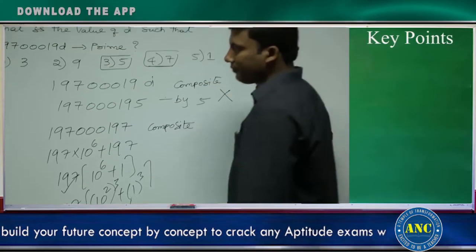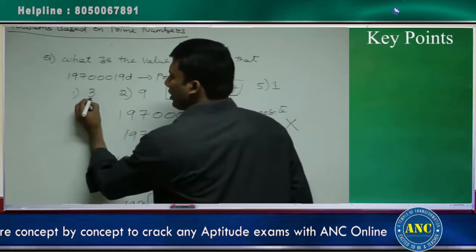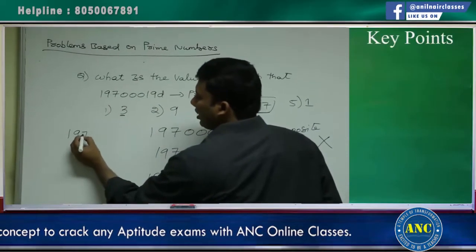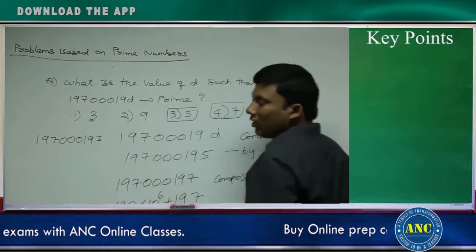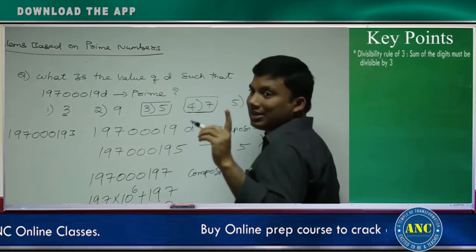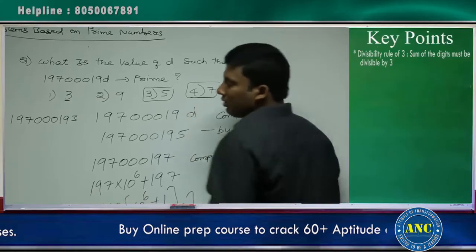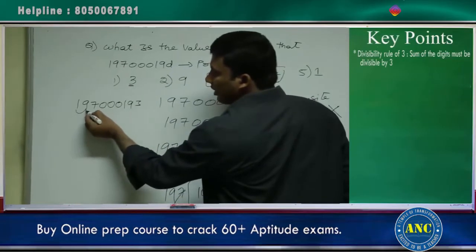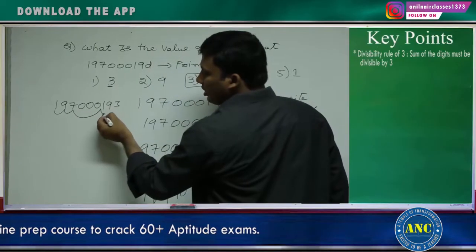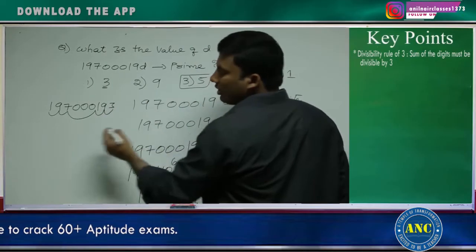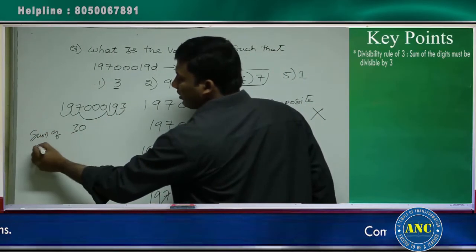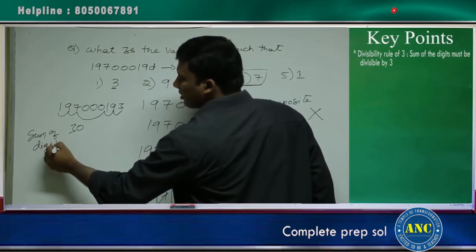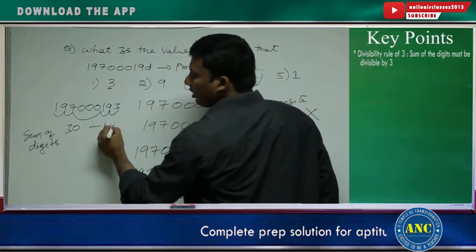Now see here. Let us place 3. If I place 3, 197,000,193. What is the divisibility rule of 3? The sum of the digits should be divisible by 3. 1 plus 9, 10, 17, 18, 27, 30. The sum of the digits is 30. If the sum of the digits is divisible by 3, that means the number is also divisible by 3. Are you all with me?